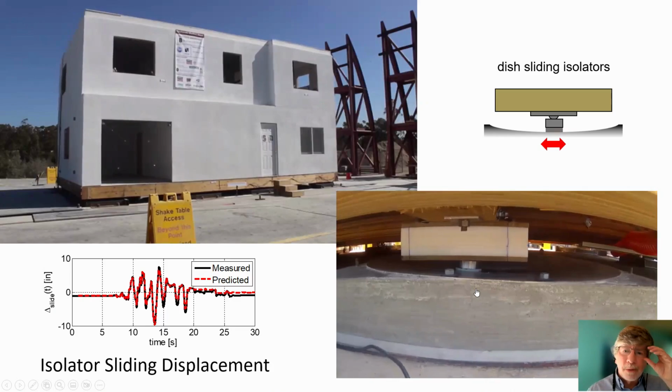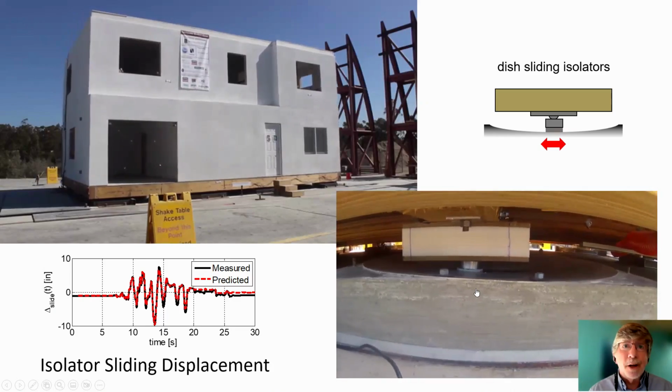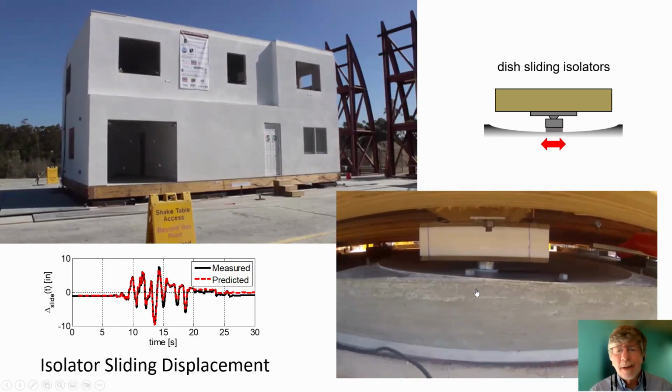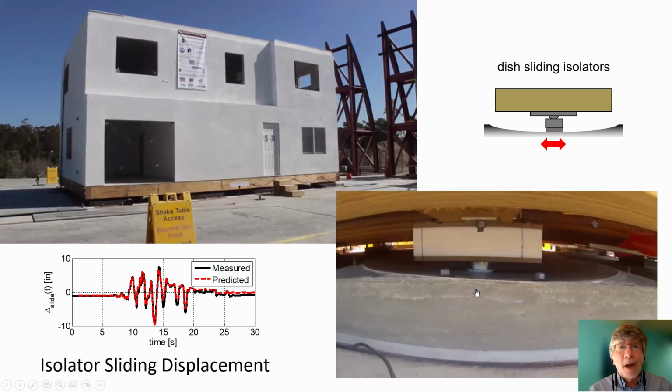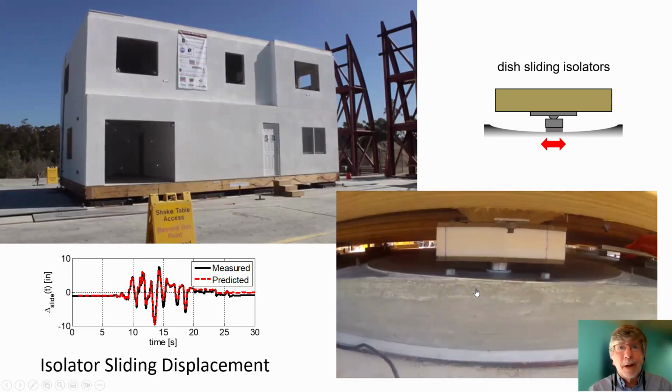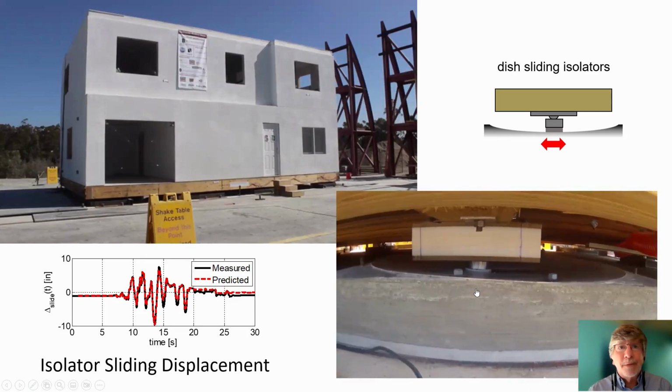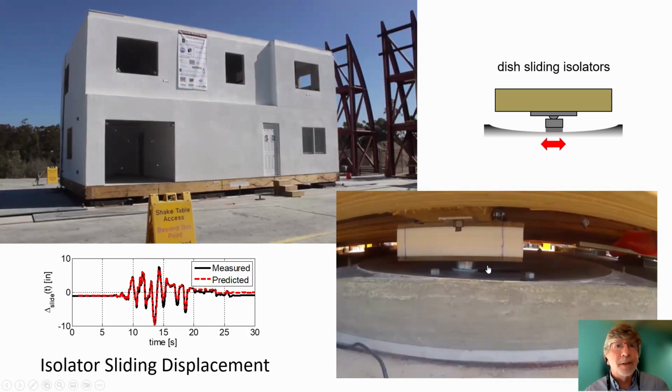And shown in the lower right of this is a video which is zoomed in looking at one of those isolators. It's basically a steel plate on the bottom on the foundation. It's a kind of a Teflon bearing pad, and you could see the relative sliding, quite dramatic shaking down below, and you could see how the relative deformation is taken up in these isolators.